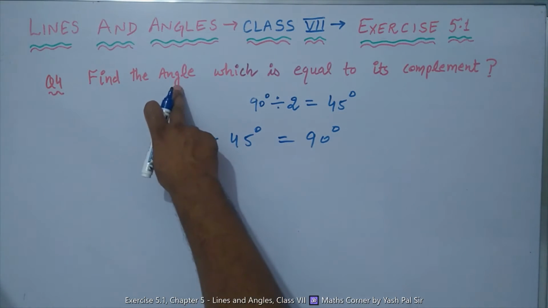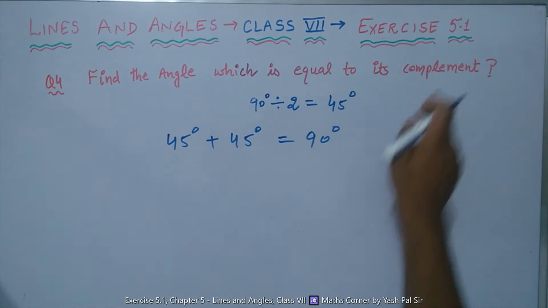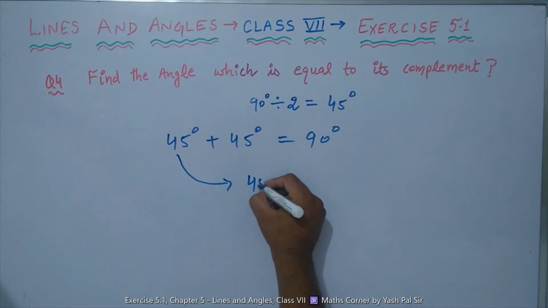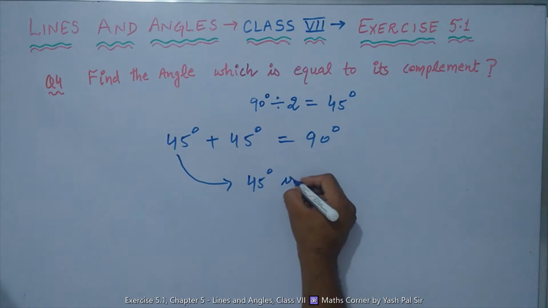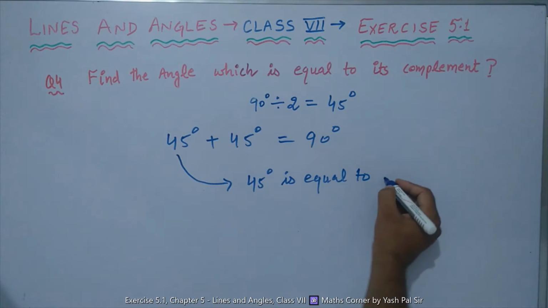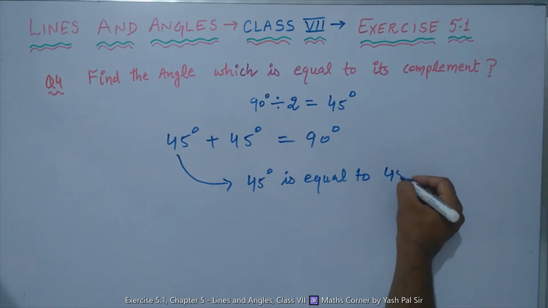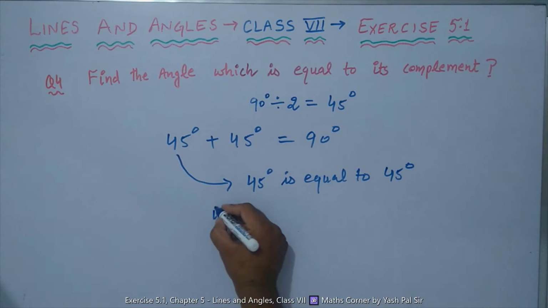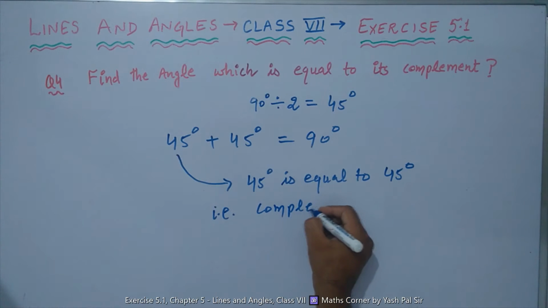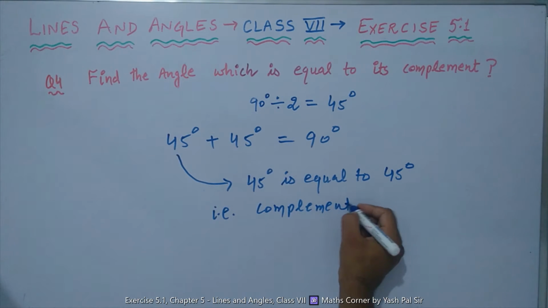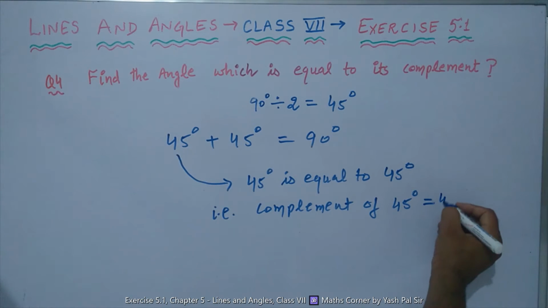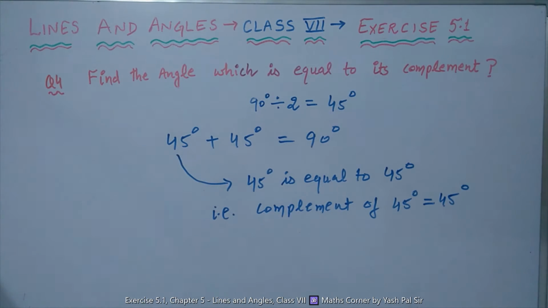So, find the angle which is equal to its complement. We say 45 degrees is equal to 45 degrees, that is, the complement of 45 degrees is also 45 degrees, right?